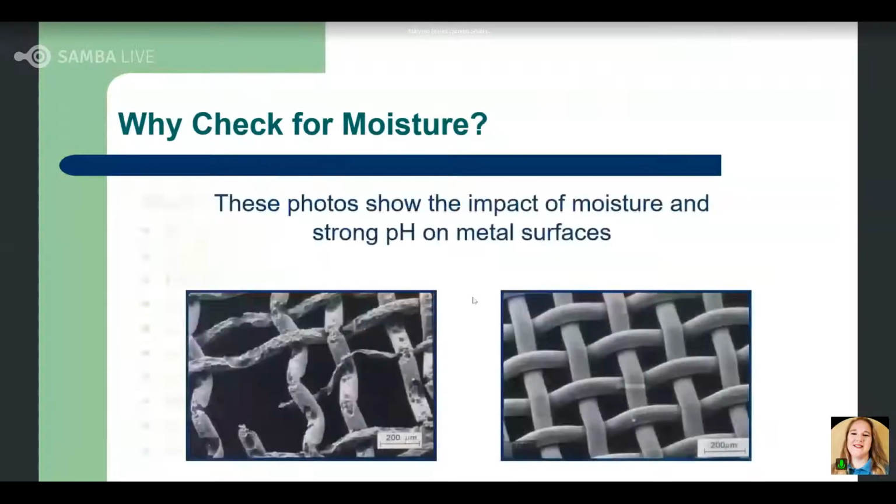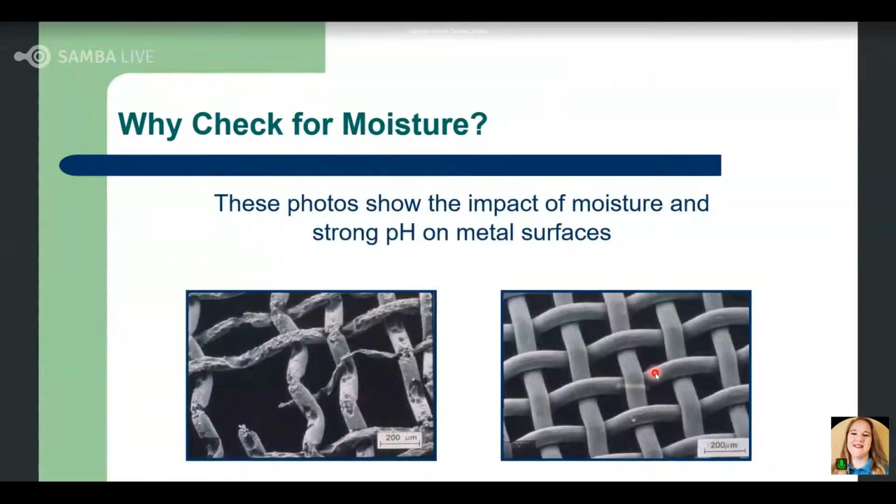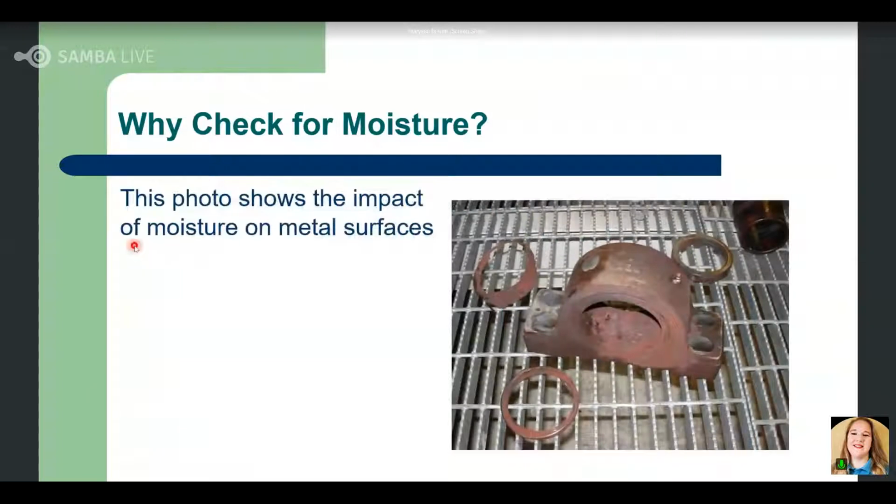So here on your screen, you see two different images. The one on your right is a microscopic image of metal. And then on your left, we see a microscopic image of metal that has been affected with moisture and pH. We can see that the effects of moisture can definitely affect metal surfaces, and we do not want that in our equipment. Here's another extreme picture of how moisture can affect different metal surfaces. As you see here, we have seen strong oxidation caused by moisture contamination. So with that in mind, this is why we want to look for moisture in greases.